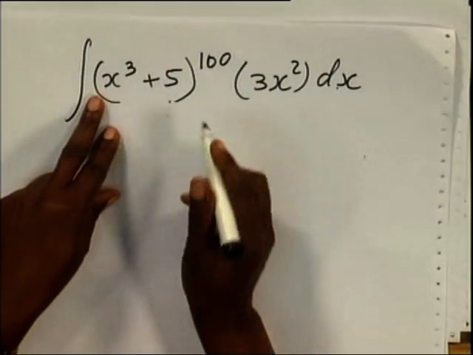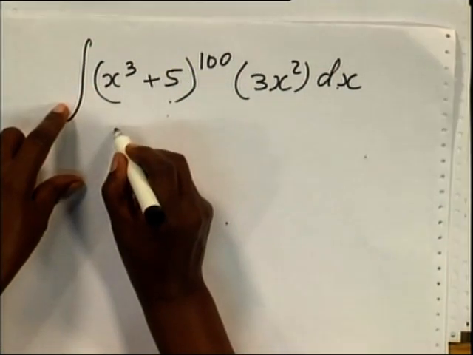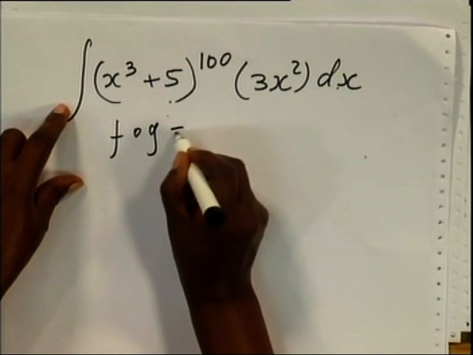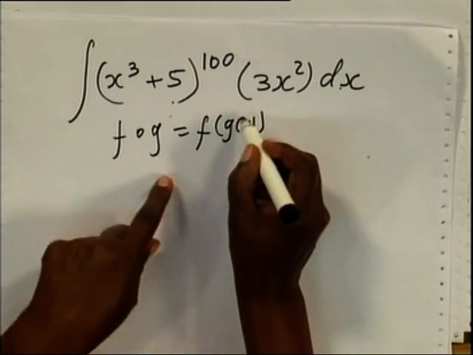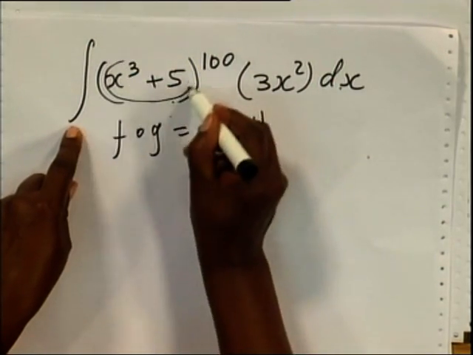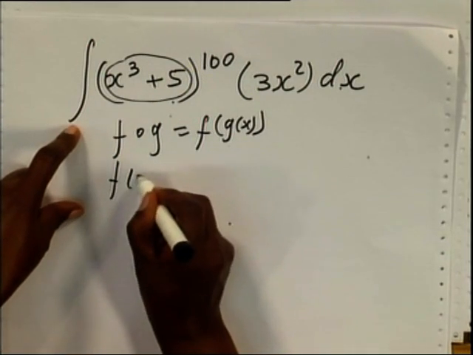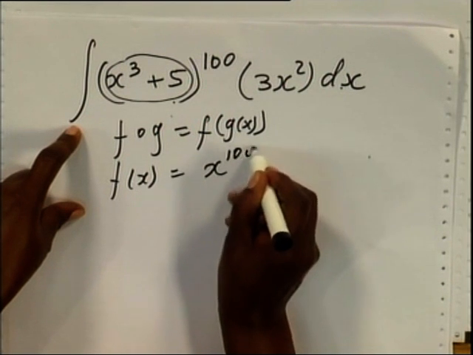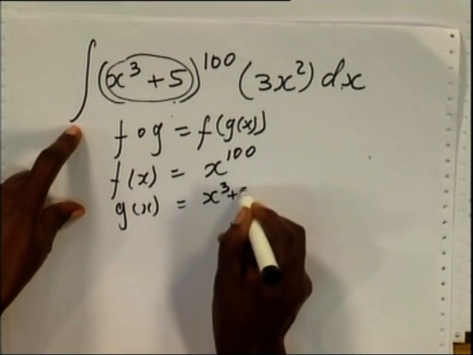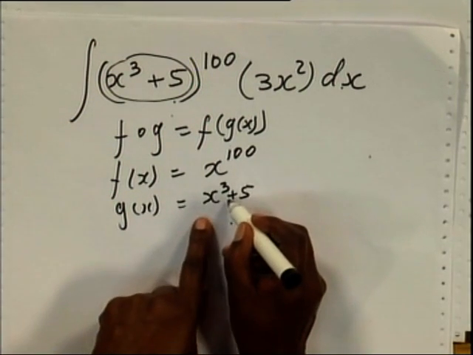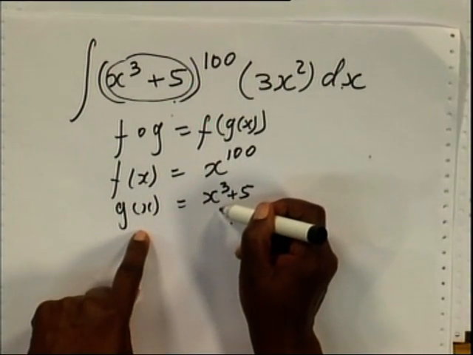How does substitution come in? It comes in when you have a composition of functions. Remember, you have f dot g, which is the same thing as g of x inside f. Now here my g is this one here, and my f is x to the power 100. So I have f of x equal to x to the power 100, and g of x equal to x cubed plus 5. Now here g is inside f, so that means it's f dot g.